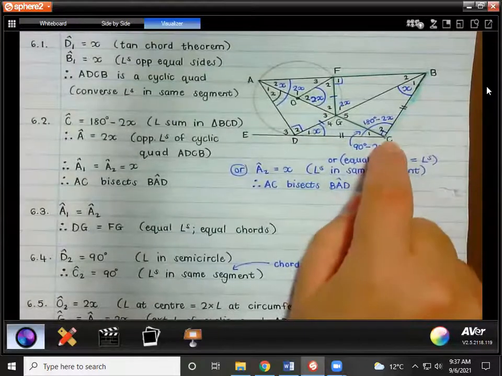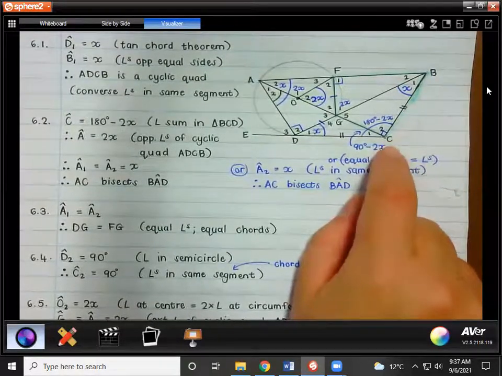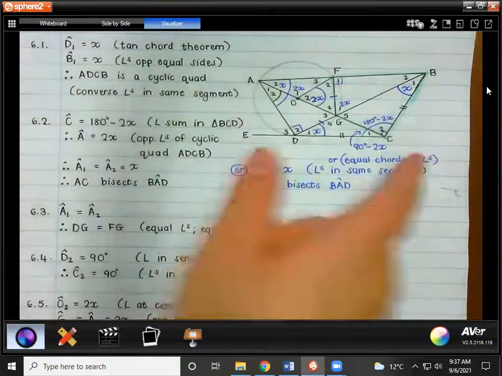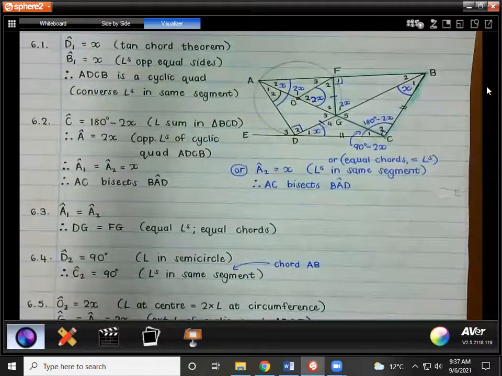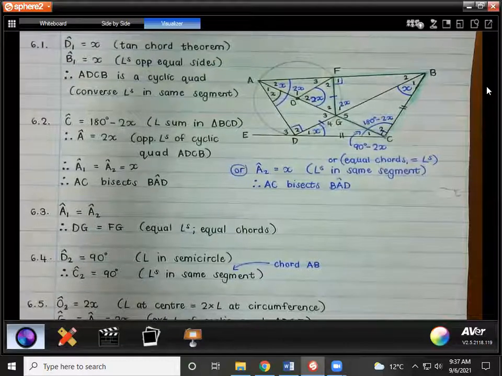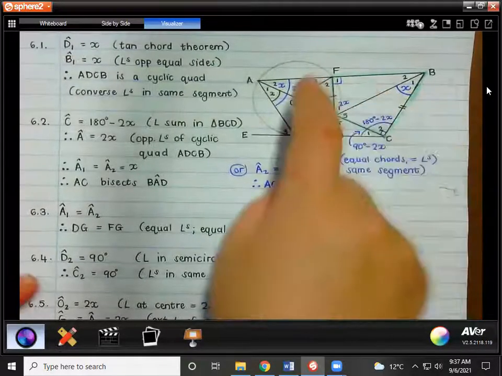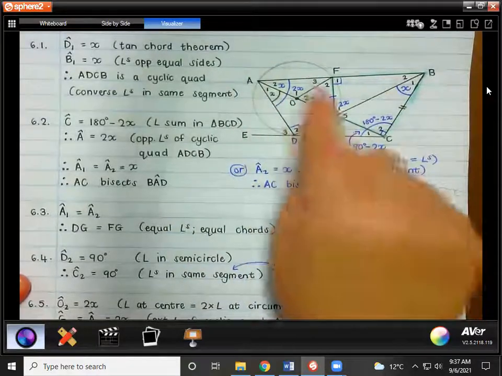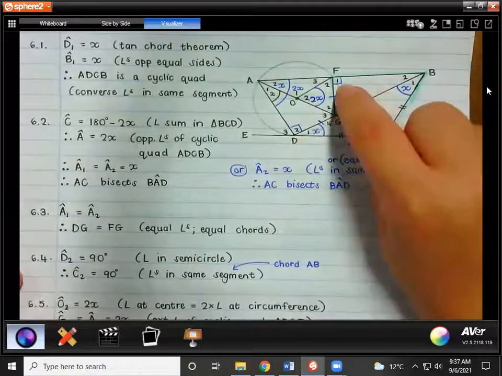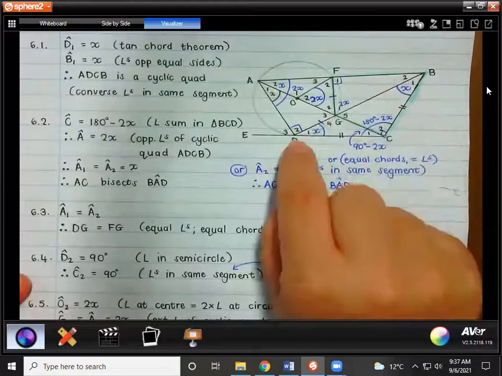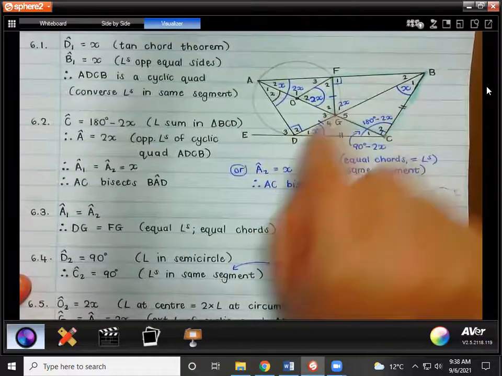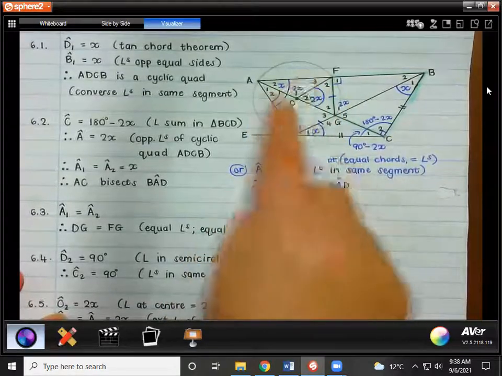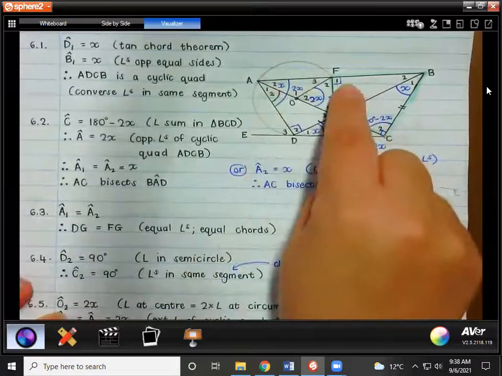So I said that C2 is 90. We have that already. If I can prove that F1 is also 90, then I will have that opposite angles add up to 180, in which case it is a cyclic quad. For that, I looked at this cyclic quad there. If that one is 90, then F1, the exterior angle of the cyclic quad, will also be 90. Does that make sense? So I used the exterior angle of the cyclic quad for this one to prove that F1 is 90.